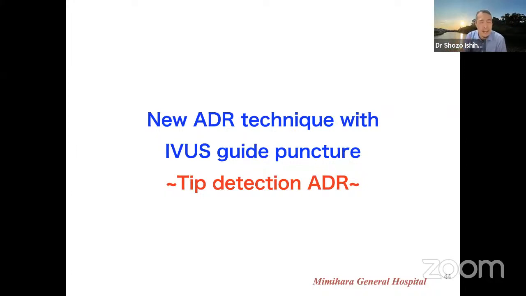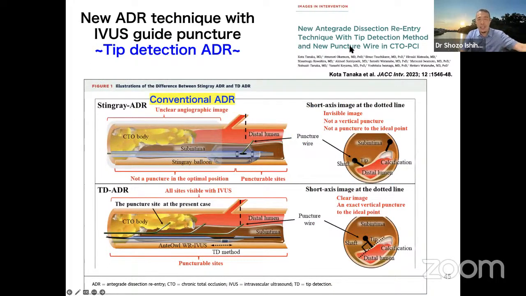So I introduced IVUS-guided wiring. This is the ordinary, conventional IVUS-guided wiring. But these days in Japan, we sometimes perform a new ADR technique using IVUS-guided puncture. It is called detection ADR. It was already published this year.